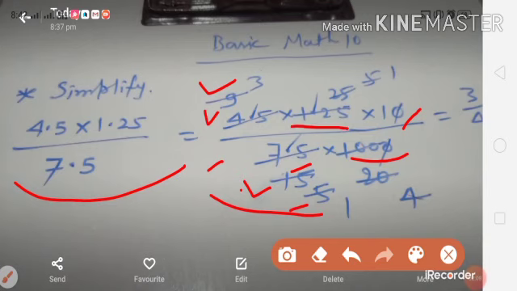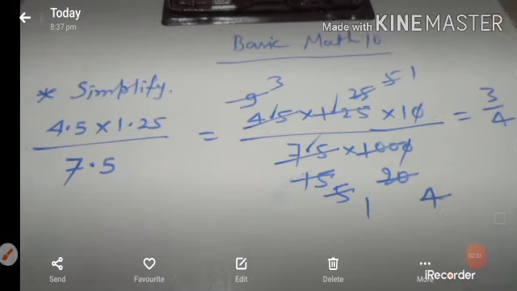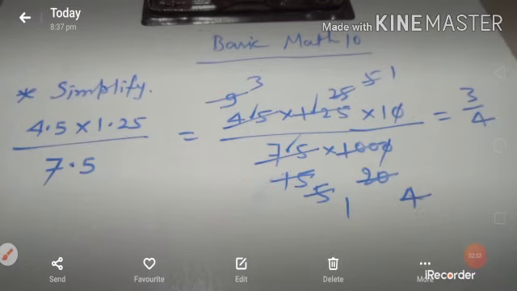125 cancelled by 5, here 5 is cancelled, so we find 1. 25 cancelled by 5, here 100 cancelled by 5 and we find 20, and 5 is cancelled by 5, we find 4. So as a final result, we find 3 by 4. I think that you have no problem in this question. You should do one more similar question.